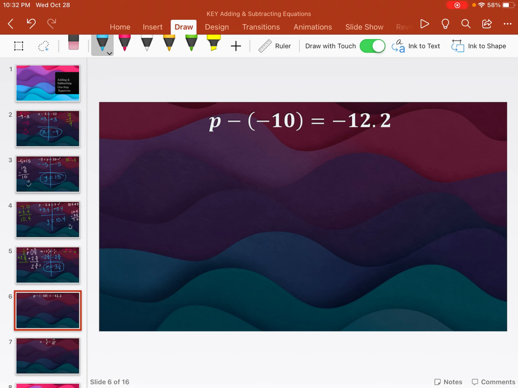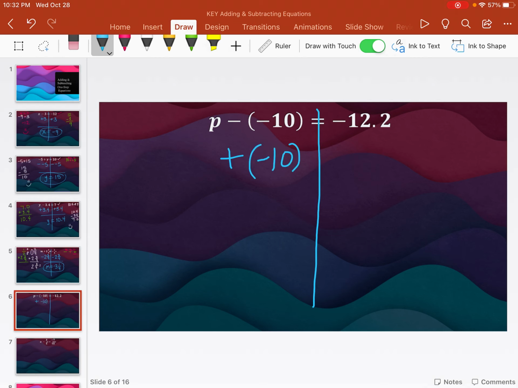All right, on to number 6. Go ahead and see if you can set it up. Maybe don't do all the work yet, just see if you can get it set up. So this is a tricky one because it's p minus -10. Remember, I always look at the operation. The operation sign is the subtraction. So instead of subtracting, I'm going to add, but I'm adding a -10.